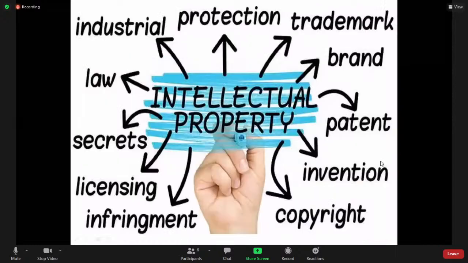As yesterday we have discussed intellectual property. Intellectual properties include many things like trademarks, brands, patents, inventions, copyright, etc. Today we are going to discuss intellectual property in totality.